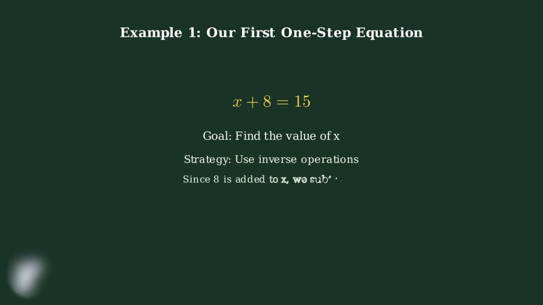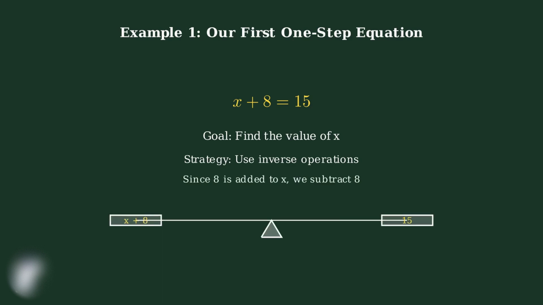Let's think about our strategy. We can see that 8 is being added to x. To isolate x, we need to undo this addition by using the inverse operation, which is subtraction. Think of an equation like a balance scale. Both sides must remain equal. Whatever we do to one side, we must do to the other side to maintain this balance.